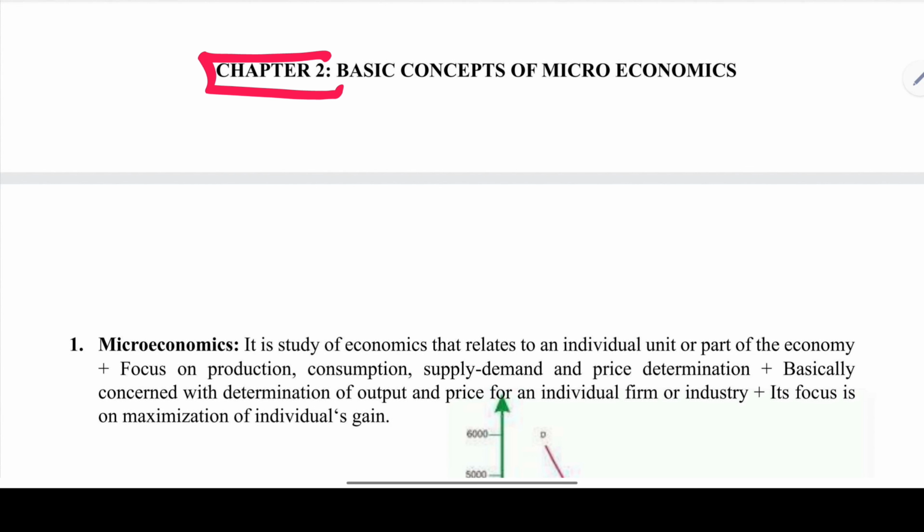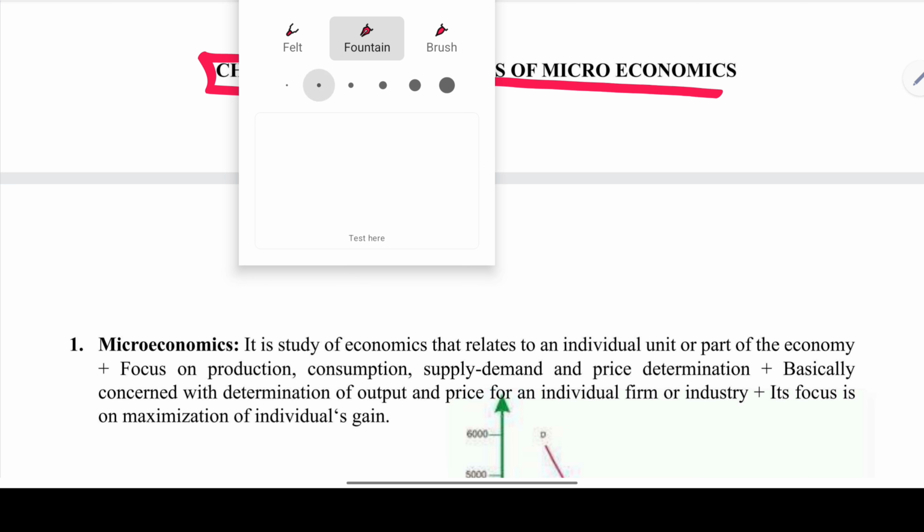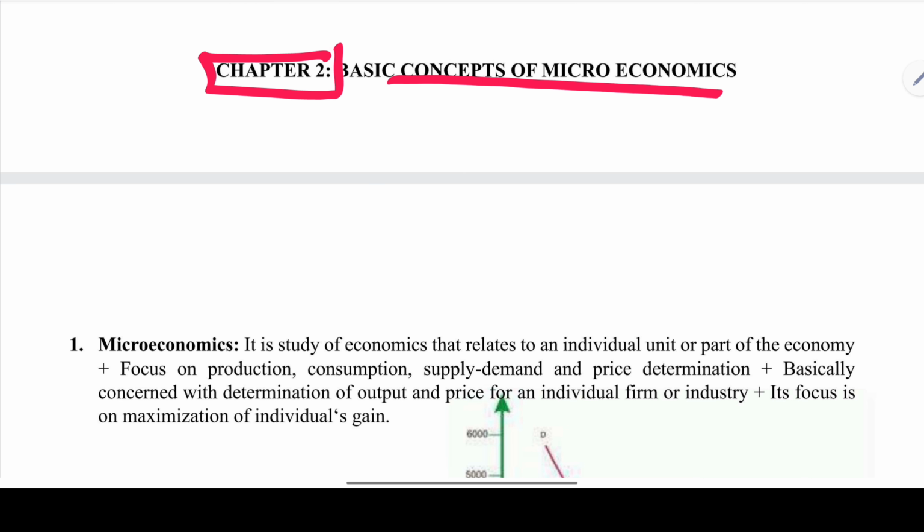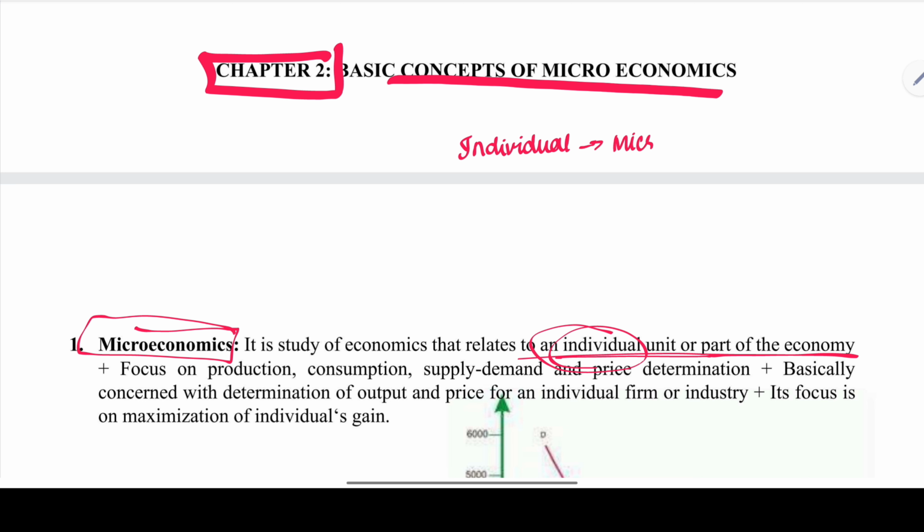Chapter 2 is related to the basic concepts of microeconomics. In the basic concepts of microeconomics, the first is: what is microeconomics? Microeconomics is related to the individual level. The individual is considered over here. So when we are speaking about the individual level, it is known as microeconomics.